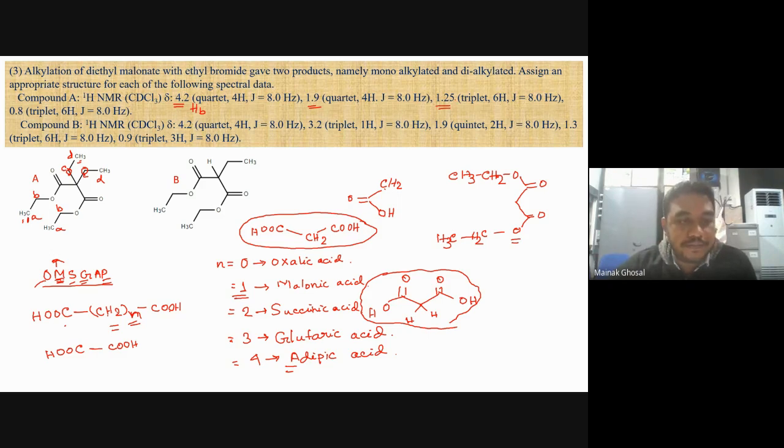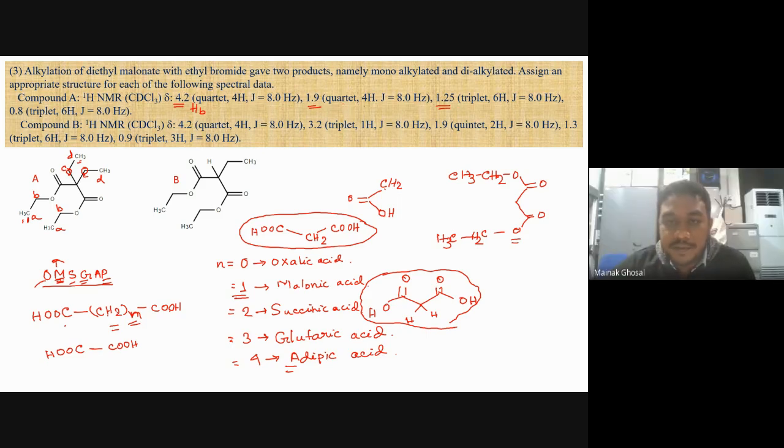Now 1.25, 6 hydrogen triplet. Which one will it be? A or D? A or D left. Which one will it be? A, right. So this will be HA, and 0.8, only one thing is left, this should be HD. Okay, so you have assigned all the protons in this compound A.